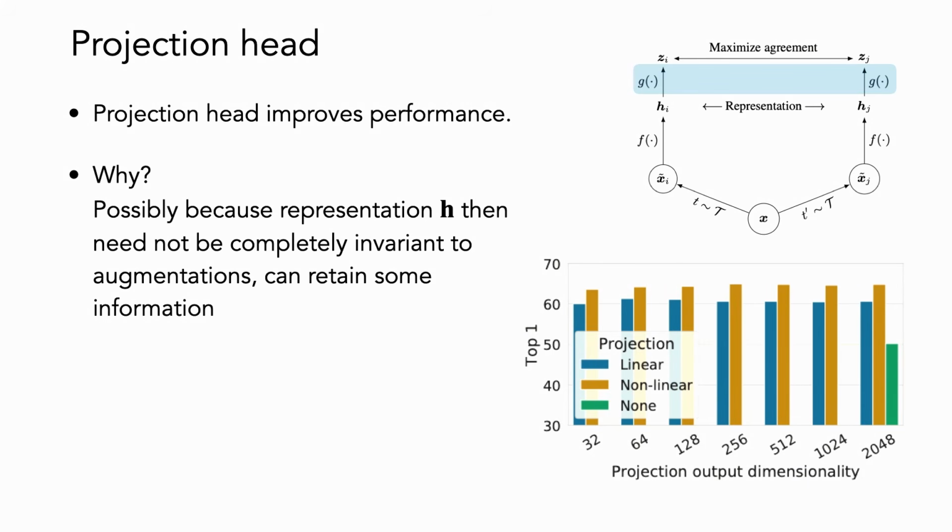So if you actually look at this, you can see these gains between no projection at all versus different dimensionalities of those projections, and linear versus nonlinear projections. And again, H maybe gets to keep some invariance to dimensions of augmentation.